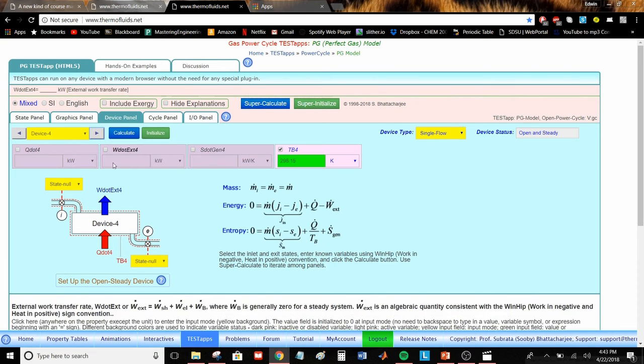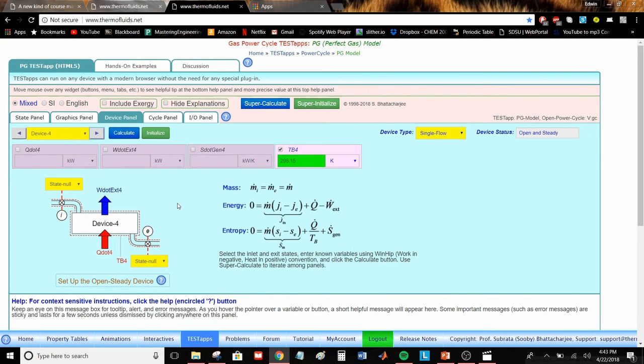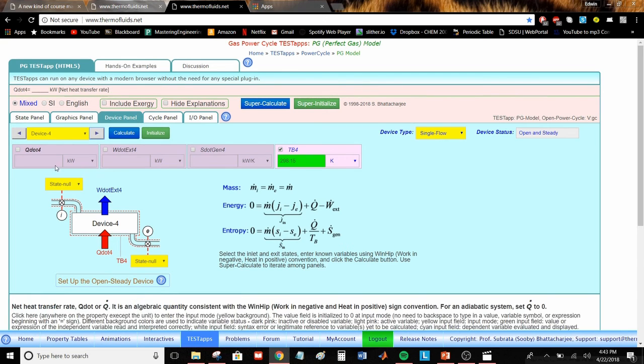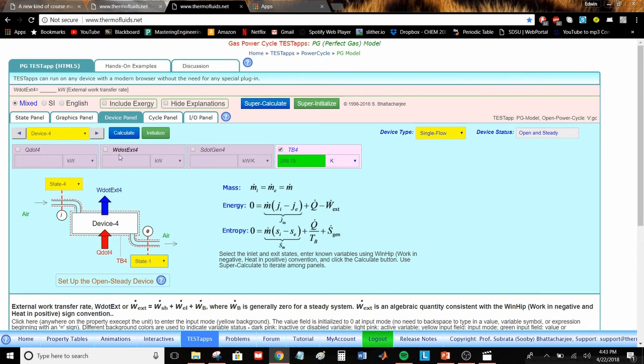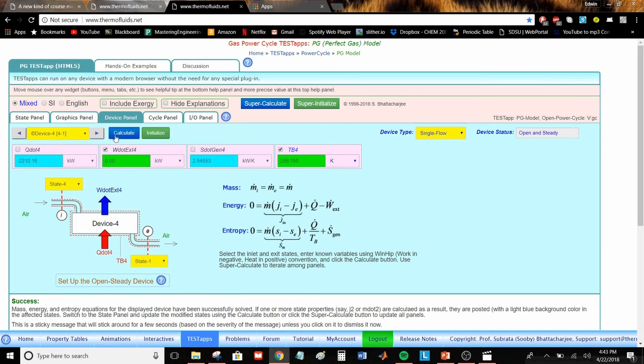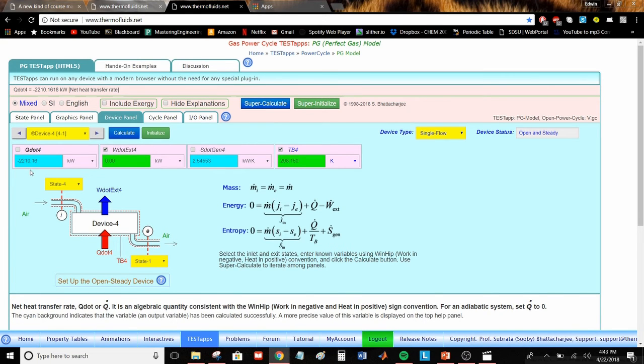And device 4, heat is being rejected into the atmosphere. So we can assume it's another heat exchanger. We're going from state 4 to state 1. And heat is being rejected. That means work is 0, which is why the negative is here, because it's based on the Win-Hip convention. Heat in is positive, heat out is negative.